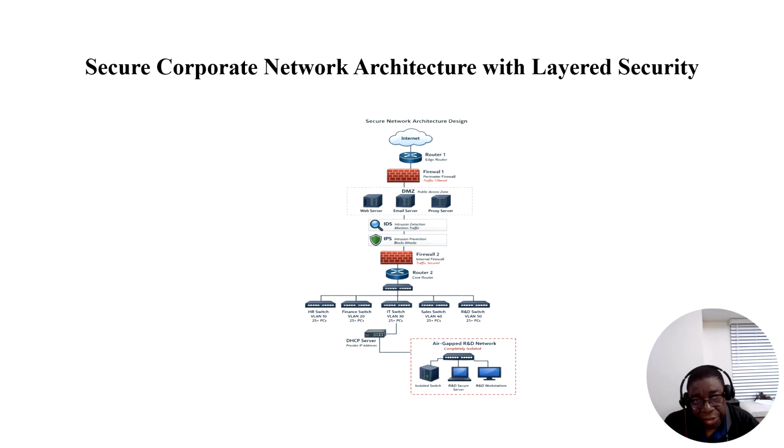IDS and IPS systems are placed after the DMZ to monitor and actively block threats. The internal network is further secured with a second firewall and segmented into departments using VLANs, while an air-gapped R&D network ensures maximum protection for sensitive data.